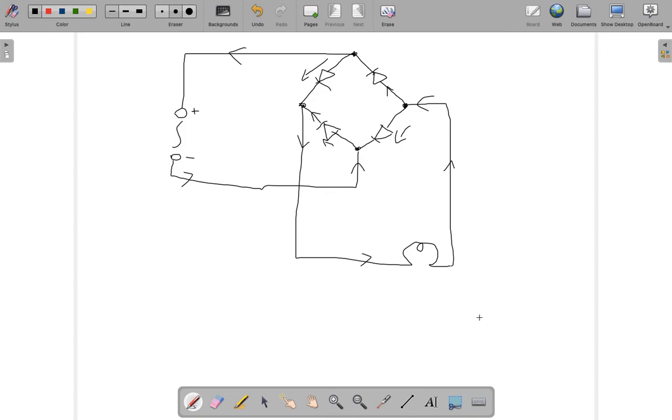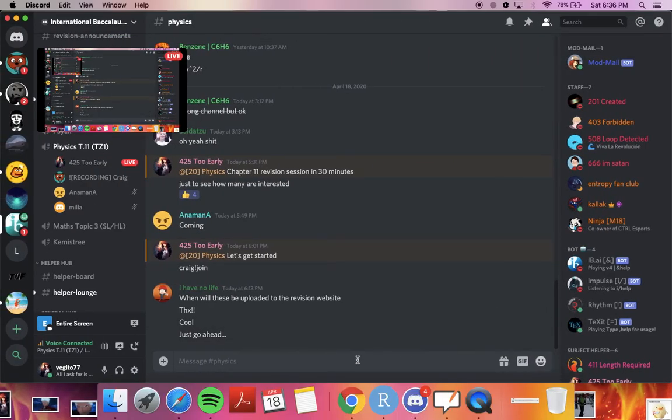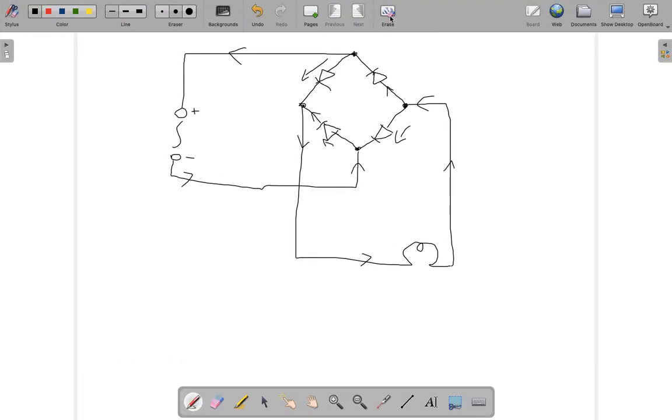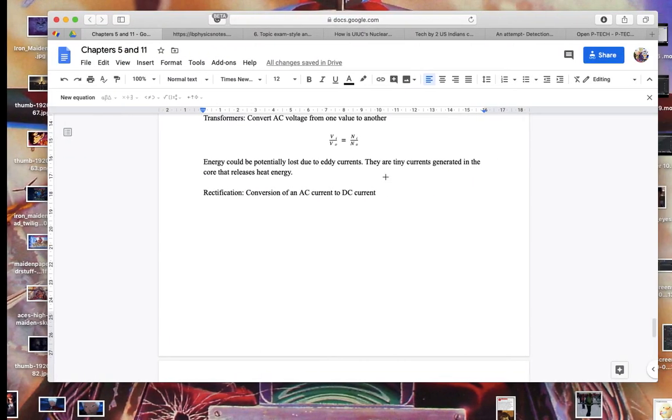And that's the end of 11.2. Are there any questions? Anything before I move on to 11.3, the last part of EM induction? Anything? All right, I'll take that as no doubts and just move on to the last part, which is capacitance or capacitors.